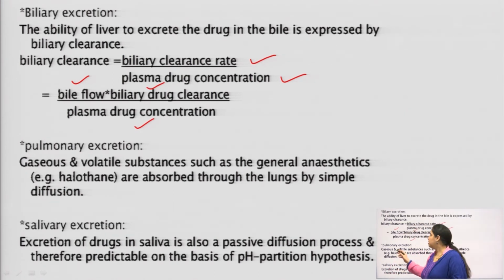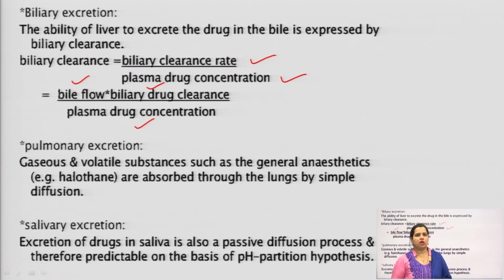Pulmonary excretion: gaseous and volatile substances such as general anesthetics like halothane are absorbed through the lungs by simple diffusion. So, some categories of compounds, basically volatile substances, are generally absorbed through the lungs by simple diffusion, and pulmonary excretion occurs once they get absorbed.